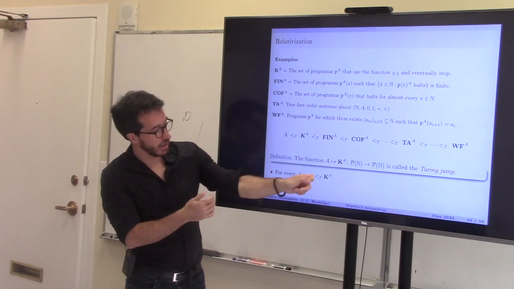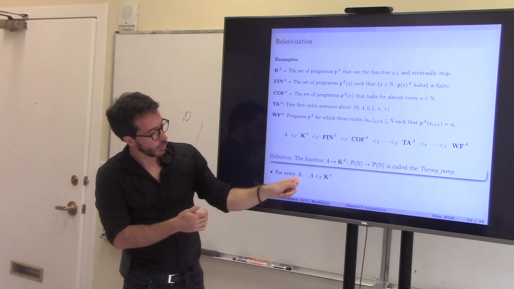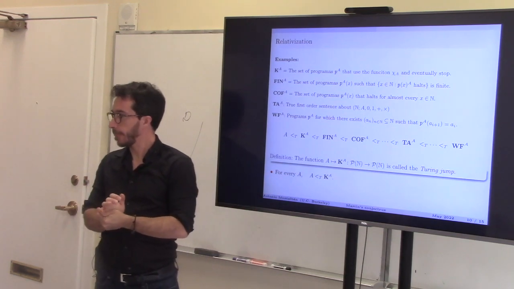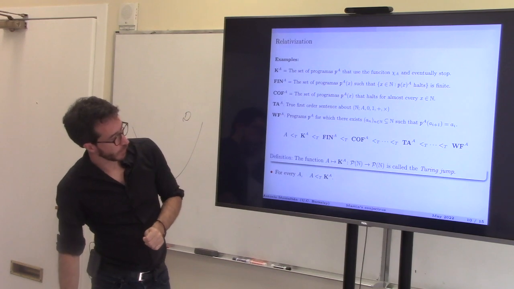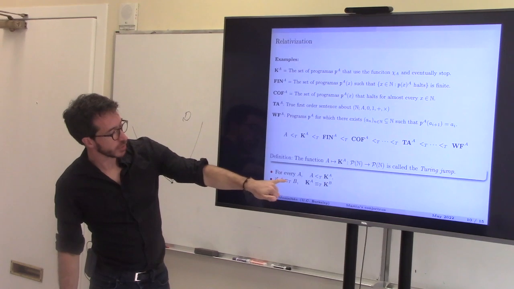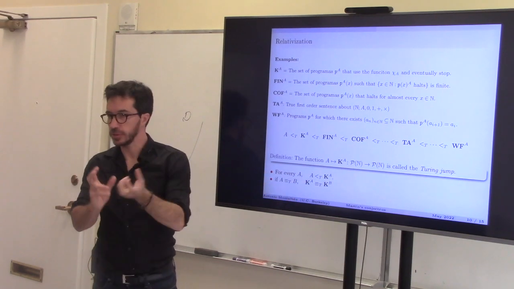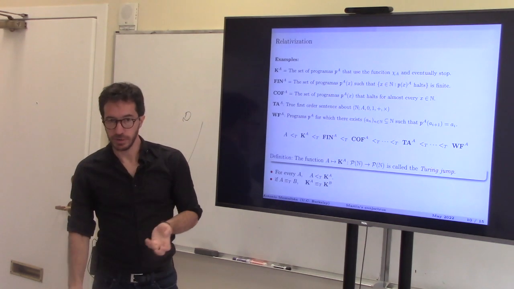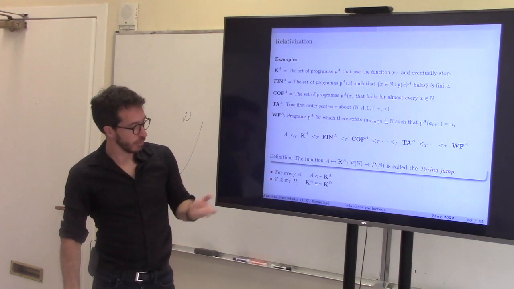And the proof that this K is not computable in A is the same as the usual proof that the halting problem is not computable. And it has the property that if two sets are Turing equivalent, then the respective halting problems are also Turing equivalent. So you get a well-defined function on equivalence classes.